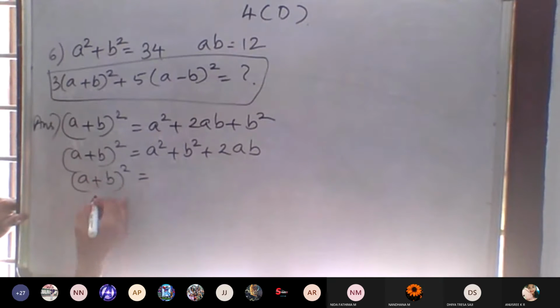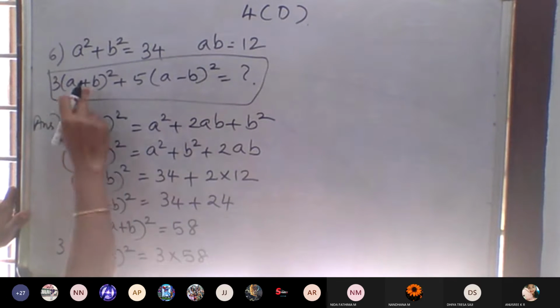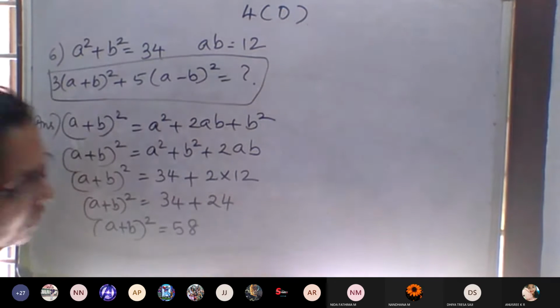Which is equal to a square plus b square is what? It is there in the question: 34. Plus 2 into ab, which is 12. So (a plus b) whole square is equal to 34 plus 24. So (a plus b) whole square is equal to what? 58. Isn't it? So 3 into (a plus b) whole square will be what? 3 into 58. Up to this is enough. (a plus b) whole square is equal to 58.